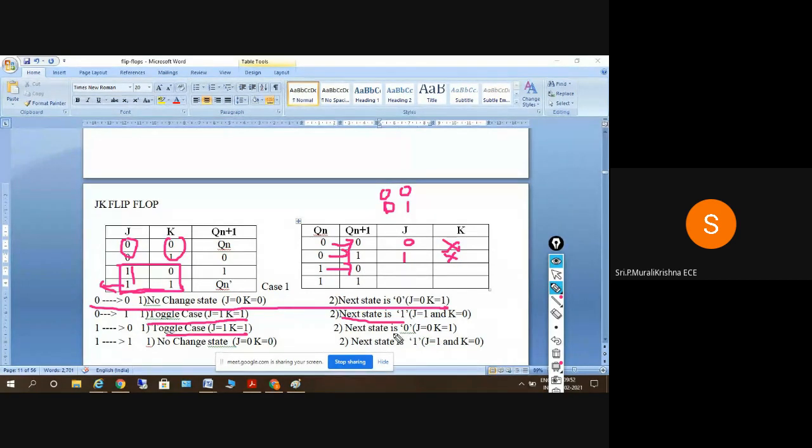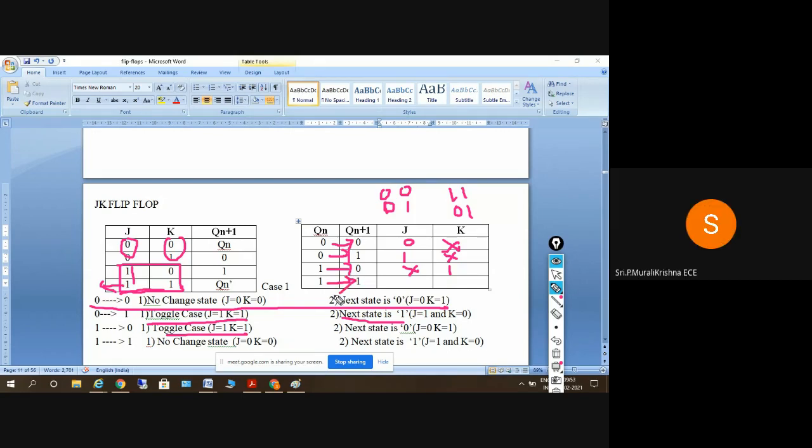Other cases, like next state is 0 here. Next state is 0, we get it from J is equal to 0 and K is equal to 1. The toggle case is 1 1. So when does next state 0 come? When J is equal to 0 and K is equal to 1. So what are the values now? J is don't care and K is equal to 1.